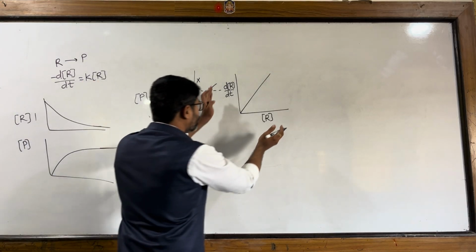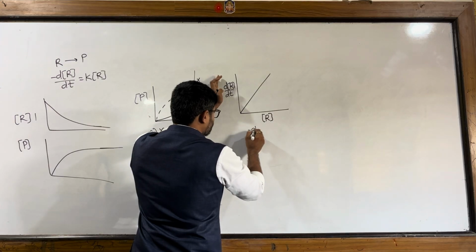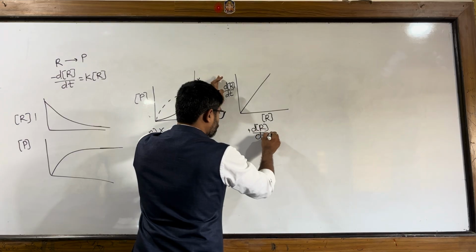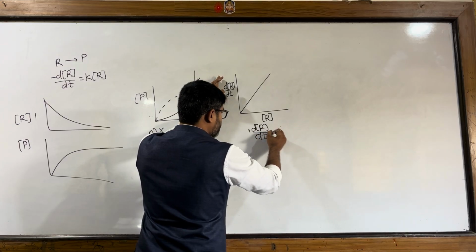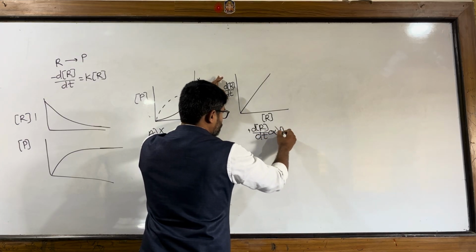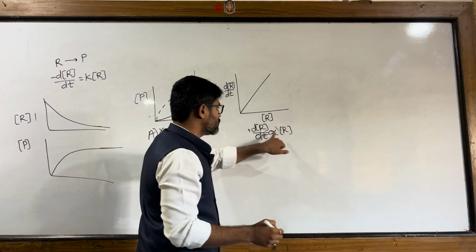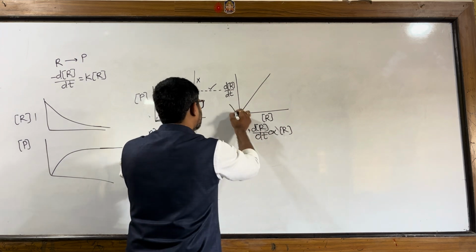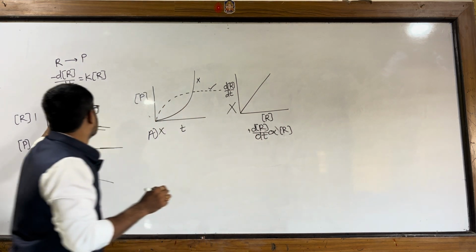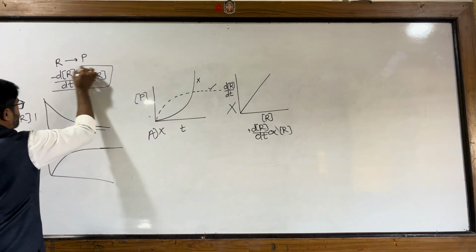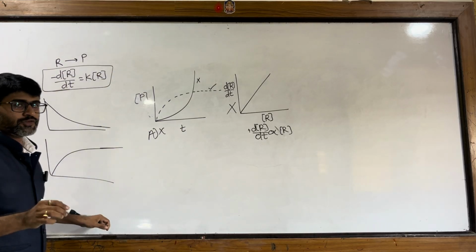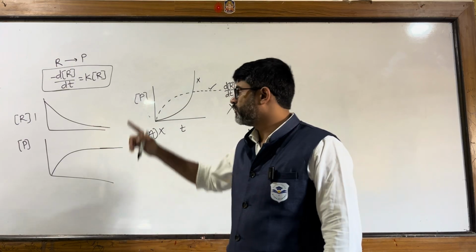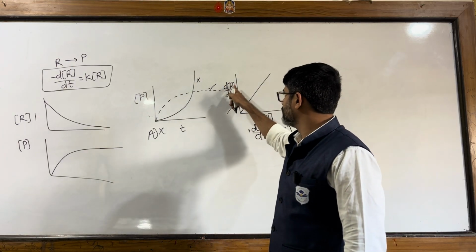And from this graph, what are we getting? We are getting d[R]/dt proportional to [R]. So with time, the concentration of reactant will increase. So this graph is definitely wrong. This is the correct equation. For the reactant, its concentration will decrease with time, so d[R] is negative.